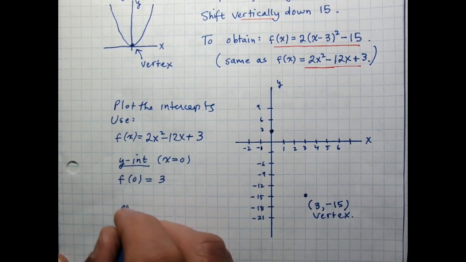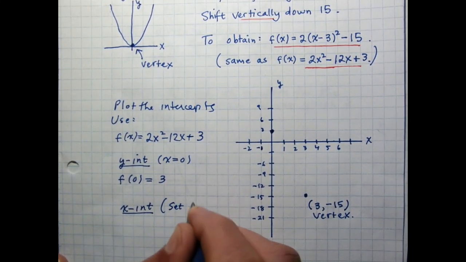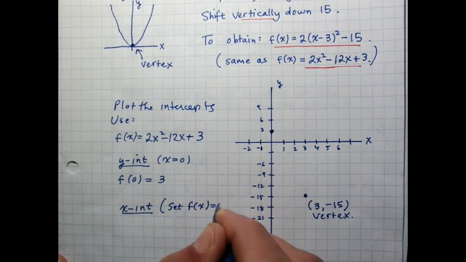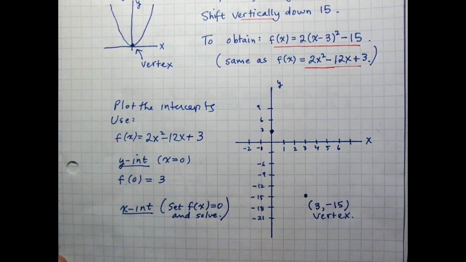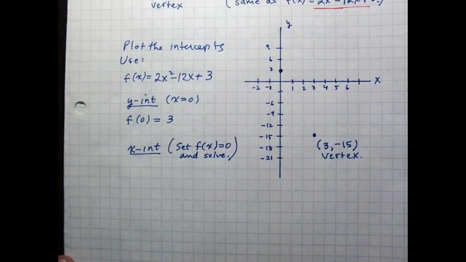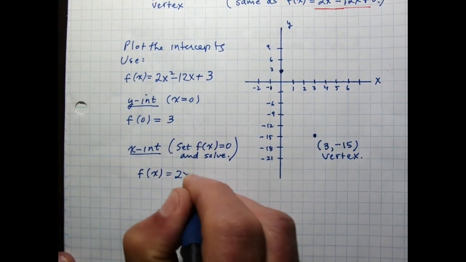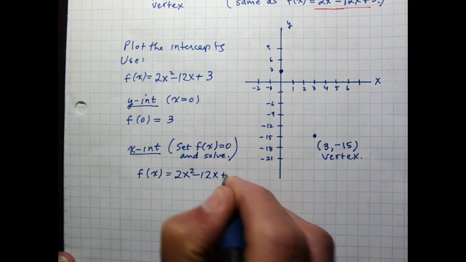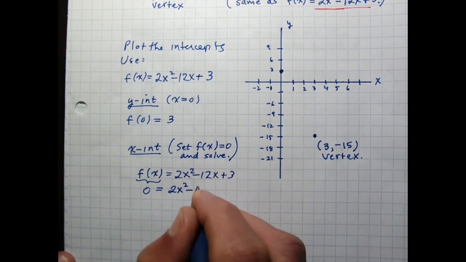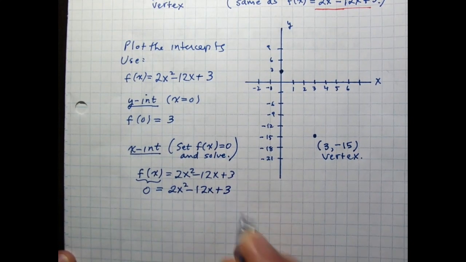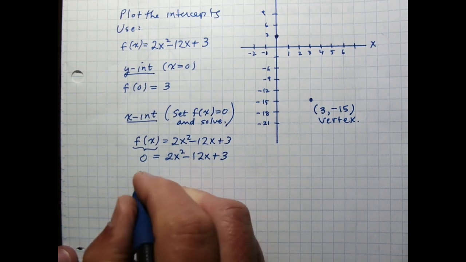And to find the x-intercepts, I have to set f of x equal to 0 and solve for x, right? It's like setting y equal to 0. And again, I'm going to take my function expression and set f of x equal to 0. And solve. And I have a little quadratic equation to solve.